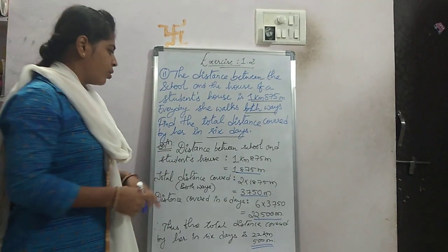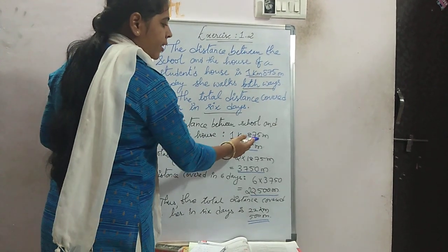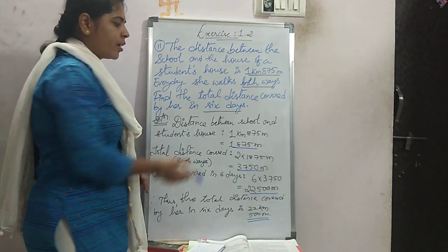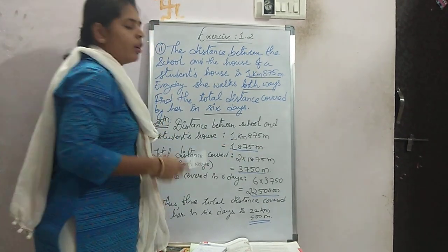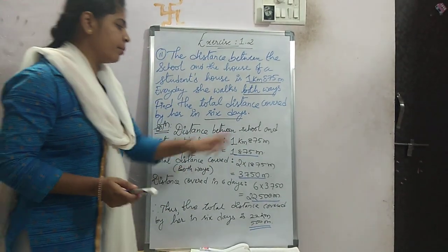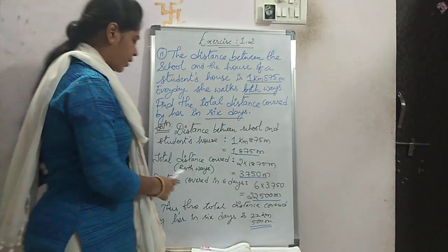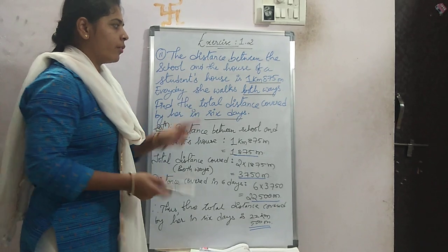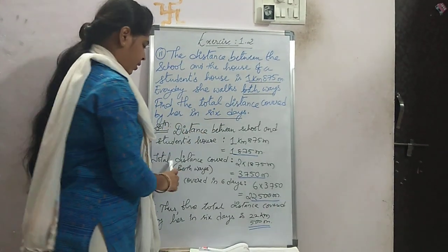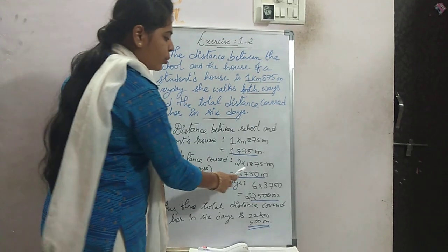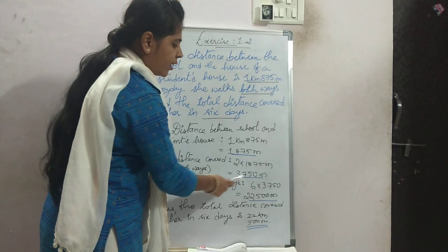Okay, here is the solution. Distance between the school and the student's house is 1 kilometer 875 meter. As I already said, you have to convert it to meter. It is given in kilometer. 1 kilometer is nothing but 1000 meter. So you will get 1875 meter. Now the total distance in both ways: she is going and coming back, so you have to double it. Total distance covered is 2 into 1875, so you will get 3750.